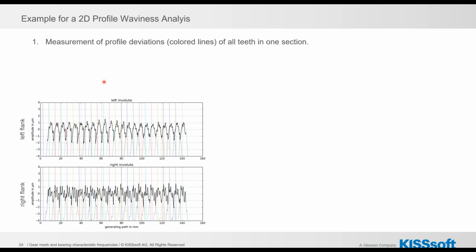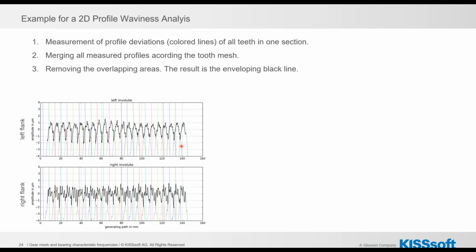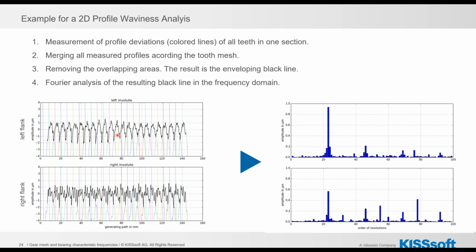Now, here is an example of how this profile waviness analysis from Gleason works. So we have measurement of profile deviations, so these colored lines on all teeth in one section. Then we merge them and measure the profiles according to the tooth mesh. And then we remove the overlapping areas. So this results in this enveloping black line.